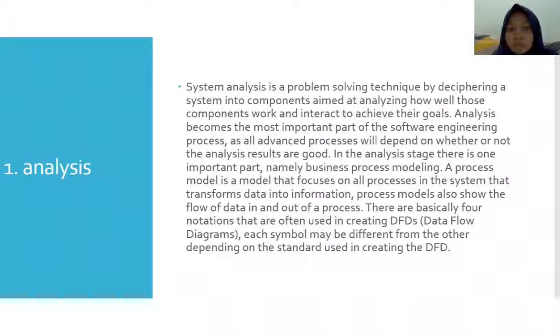A process model is a model that focuses on all processes in the system that transform data into information. A process model also shows the flow of data in and out of a process. There are basically four notations that are often used in creating the DFD or data flow diagram. Each symbol may be different from the others depending on the standard used in creating the DFD.